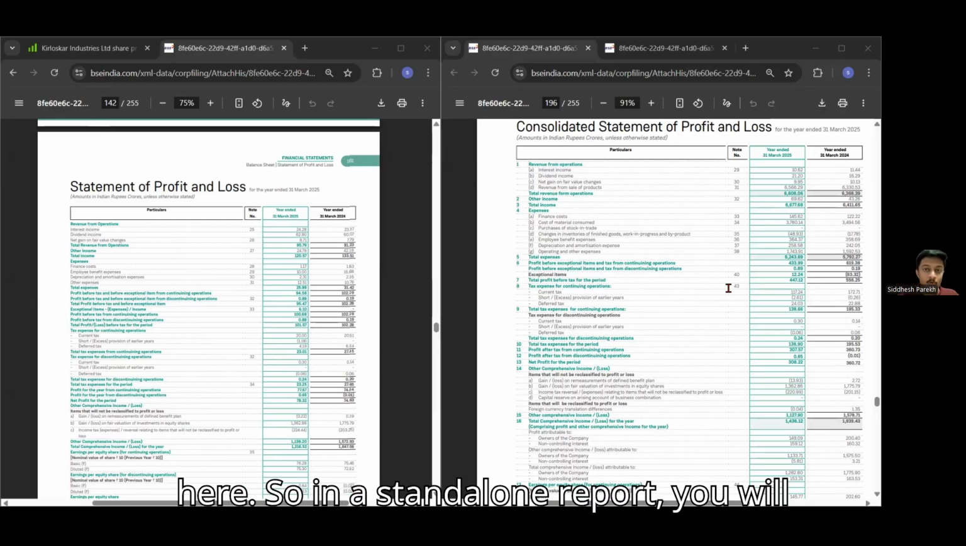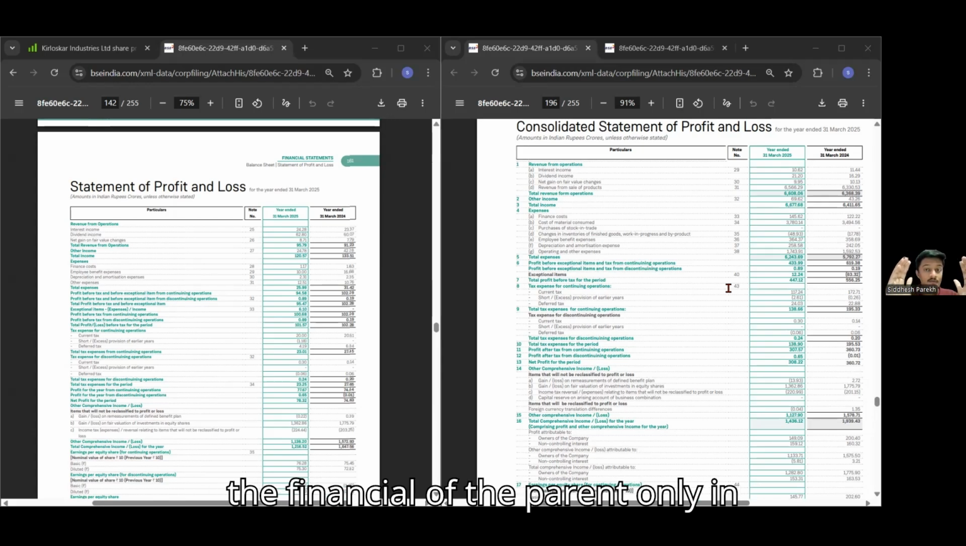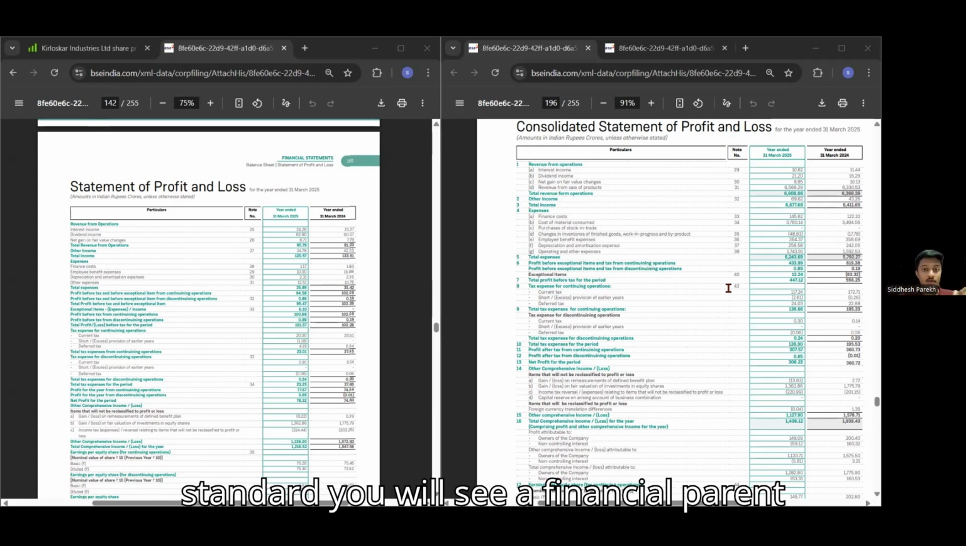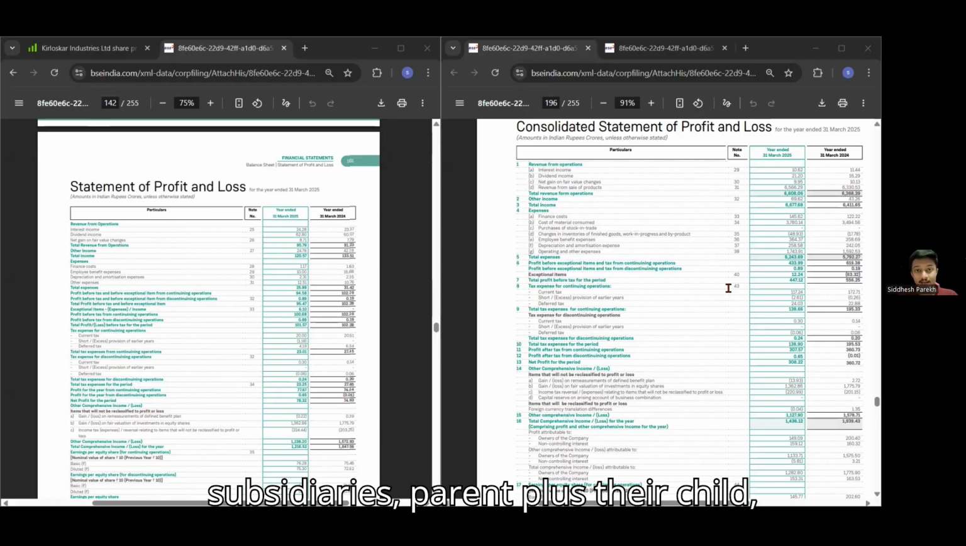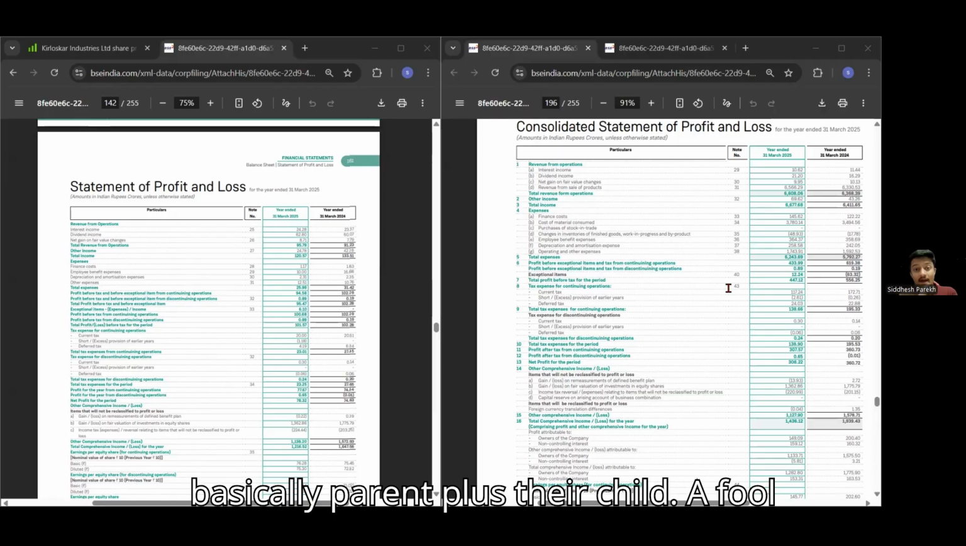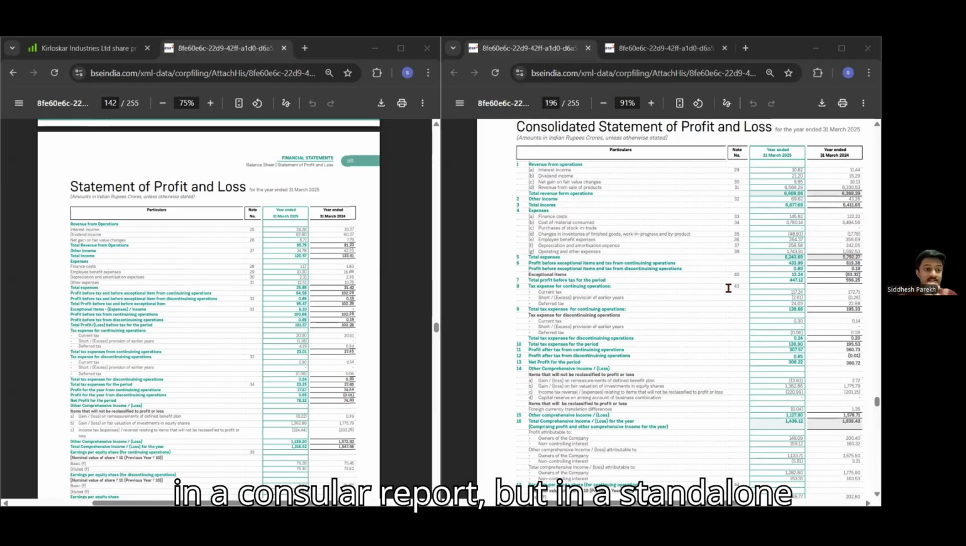In a standalone report, you will see only the financials of the parent. In a consolidated report, you will see the financials of the parent plus their subsidiaries, parent plus their children, basically. A full family's financials will be seen in a consolidated report, but in a standalone report you will see only the financials of the parent.